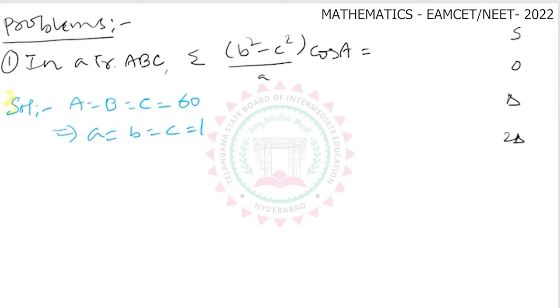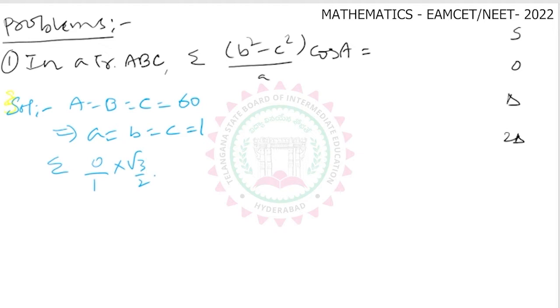So if I substitute this in the problem, you get the answer within 2 or 3 seconds. For example, sigma b square minus c square. What is b? 1. 1 minus 1? 0. 0 by a. a is equal to 1. Into cos A. What is A? Cos 60. Cos 60 is equal to root 3 by 2. So, this is root 3 by 2.